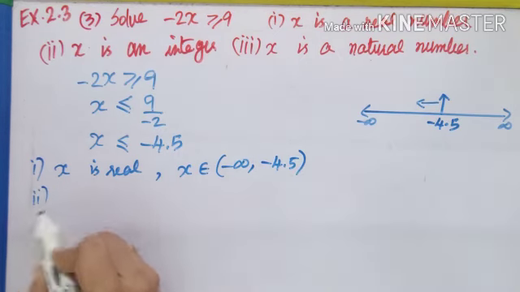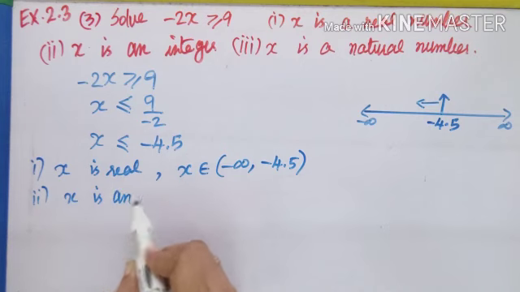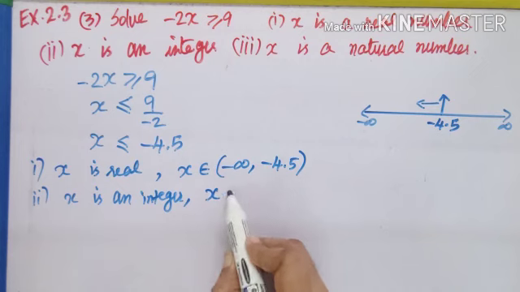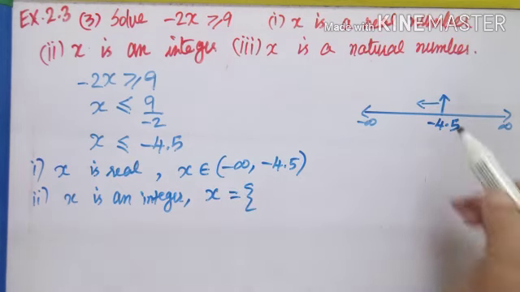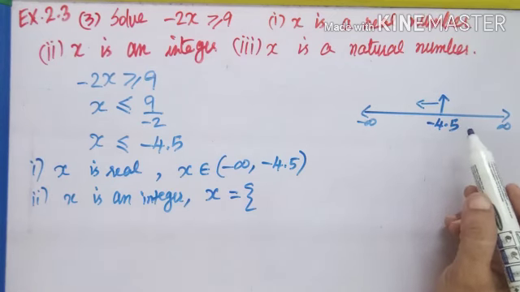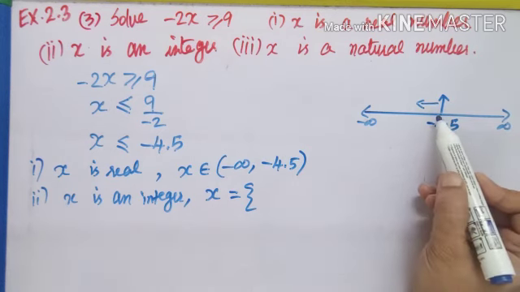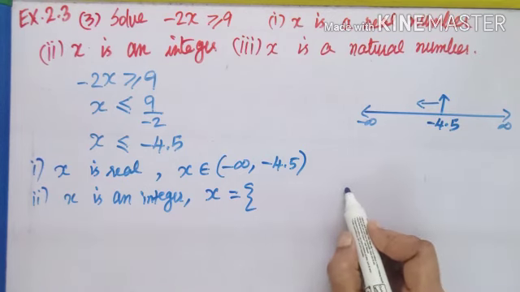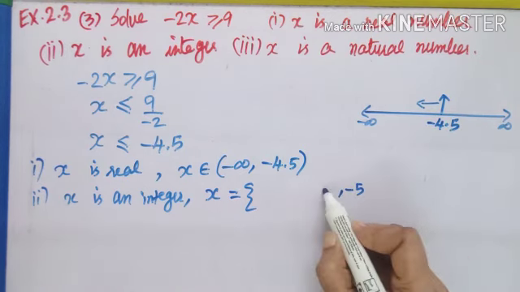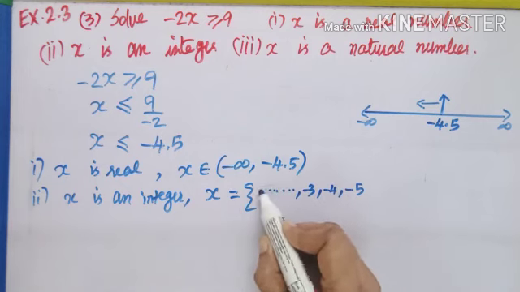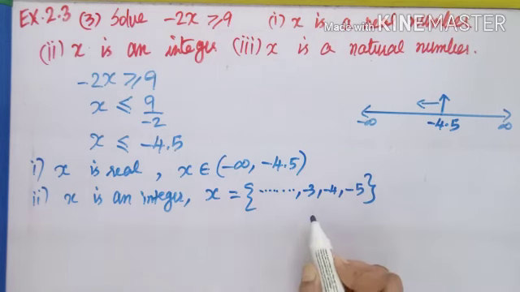Second part, x is an integer. What do you mean by integer? Positive numbers, negative numbers, that way. So now I can write it. Now 4.5 is not an integer. Integer means 1, 2, 3, 4 like that, positive or negative. So minus 4.5 means to the left, I start from only minus 5. So my numbers are minus 5, previous number minus 4, previous number minus 3 and so on. So this is the answer when x is an integer.